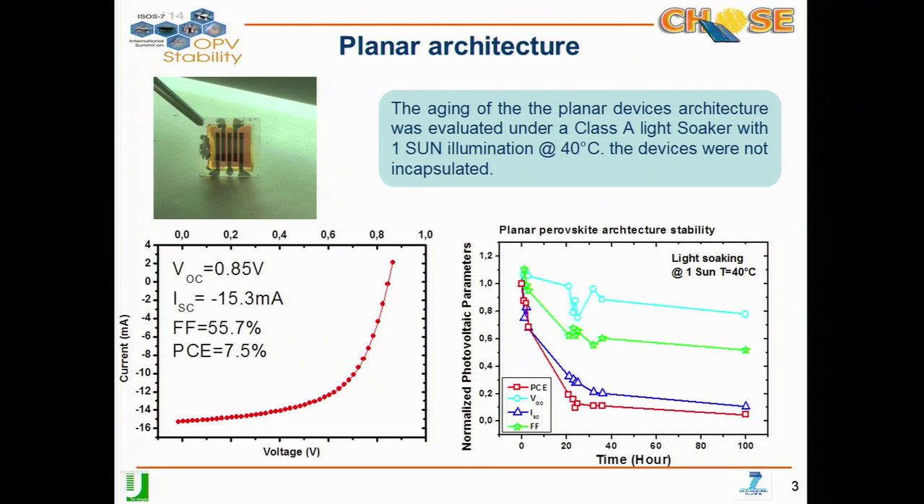For what concerns the planar architecture, we are testing only small area devices because this architecture we just started to study, so we didn't scale up the process, and this is what we get. We can achieve an efficiency of around 7.5%, but once we start the aging test on the devices, we have a really fast decrease of the efficiency, in terms of tens of hours. So this architecture at the moment is really unstable.